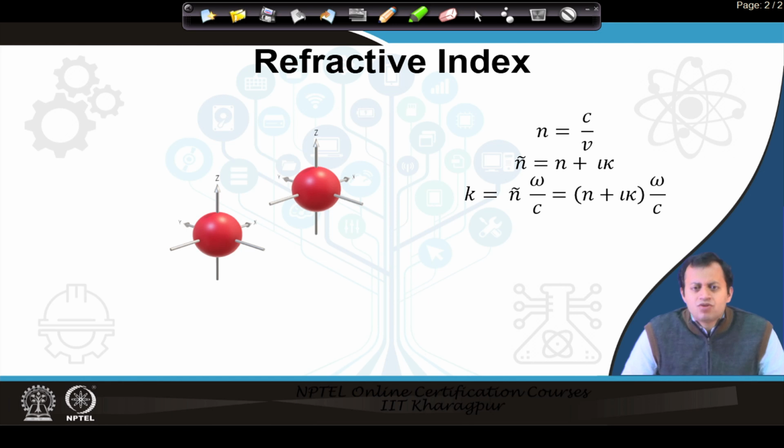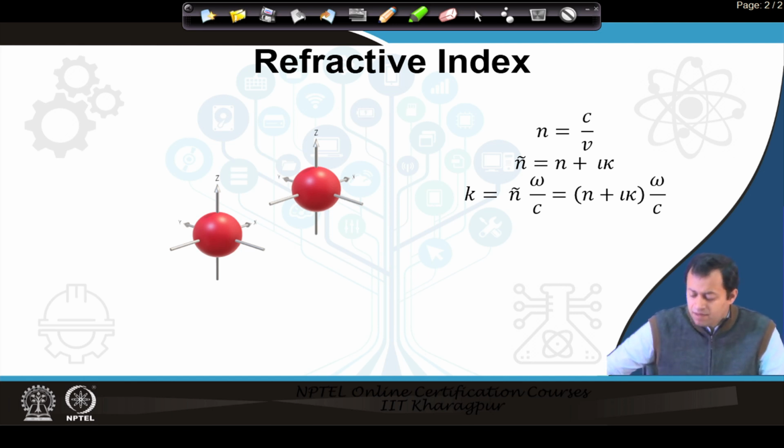So, if light does not travel inside the medium, will the refractive index become infinite? Because then it will be c divided by 0. But that is not the case. Why? Because refractive index is a complex quantity.